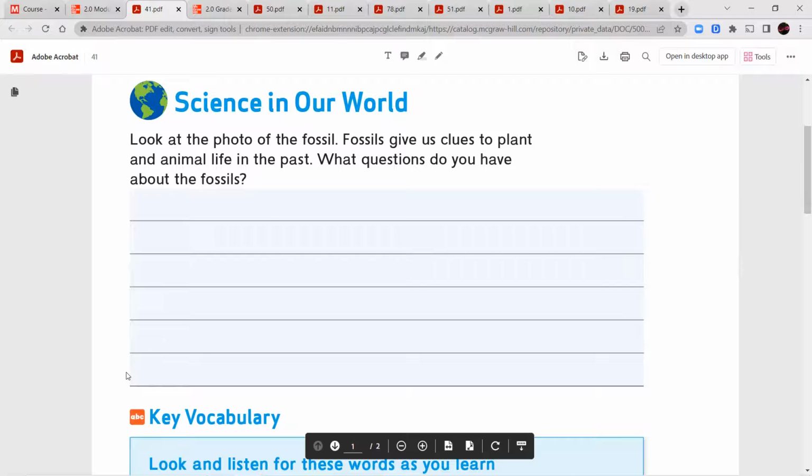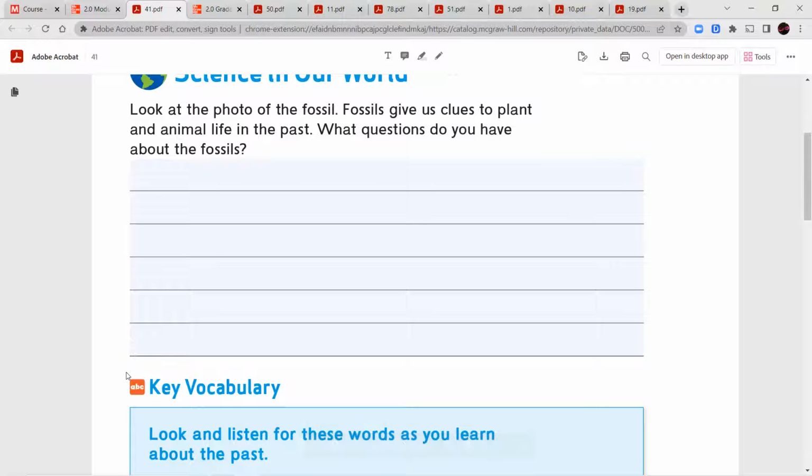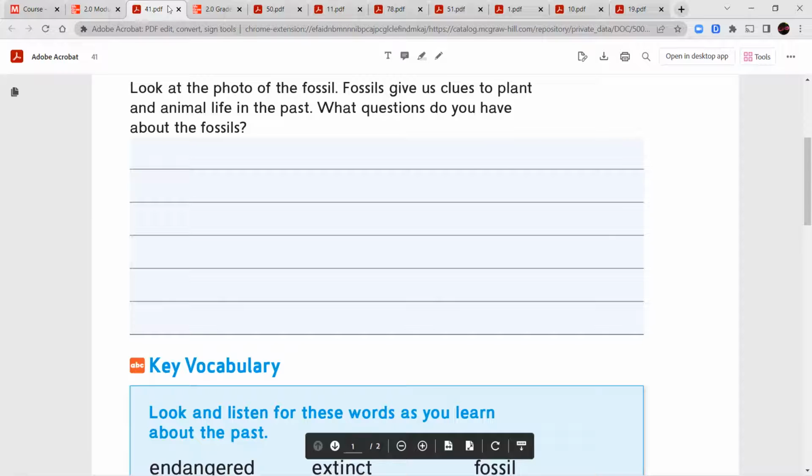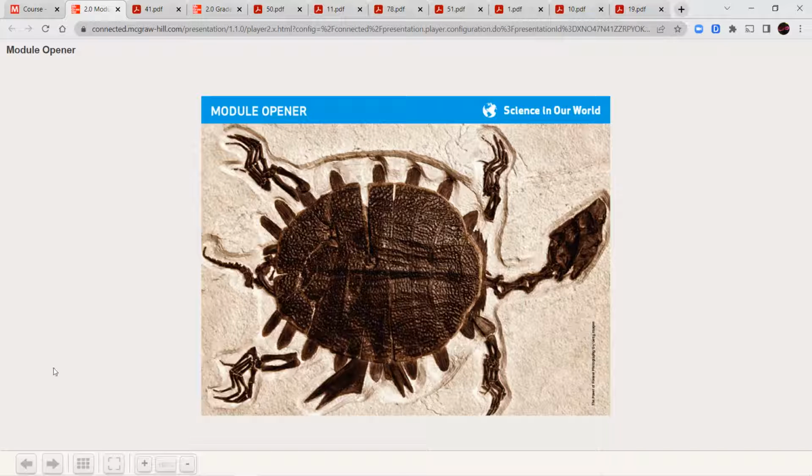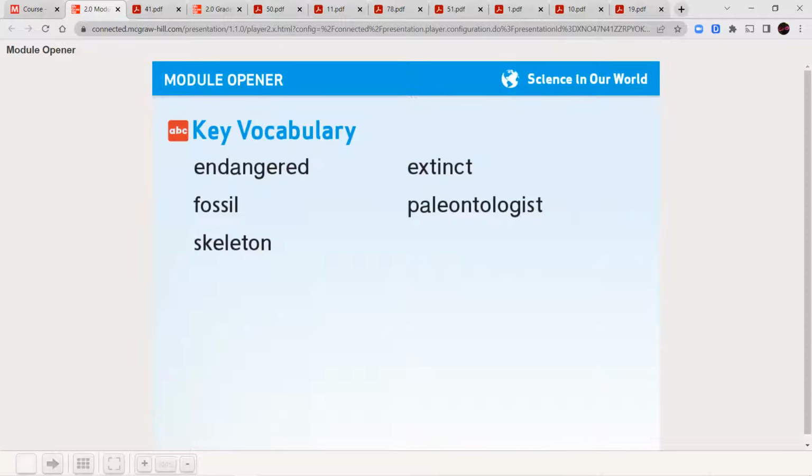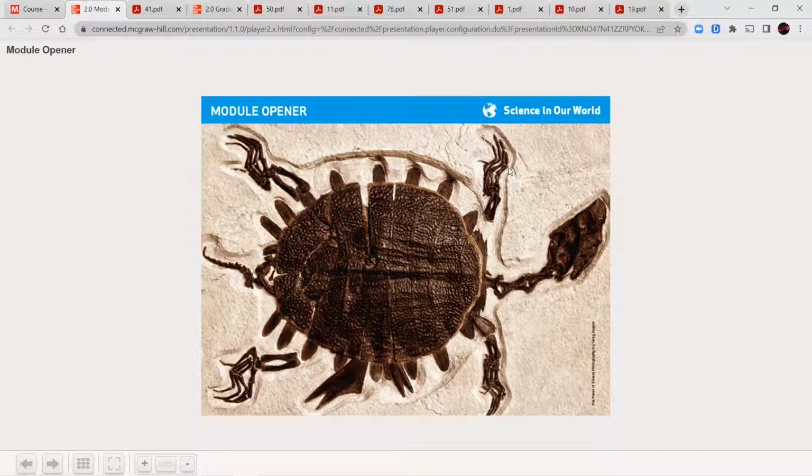Just look at the photo of the fossil. Fossils give us clues to plant and animal life in the past. What questions do you have about the fossils? Let's go ahead and take a look at this picture right here. Take a moment to write down at least 3 questions that you have. Feel free to pause the video so that you have more time to look at the picture.